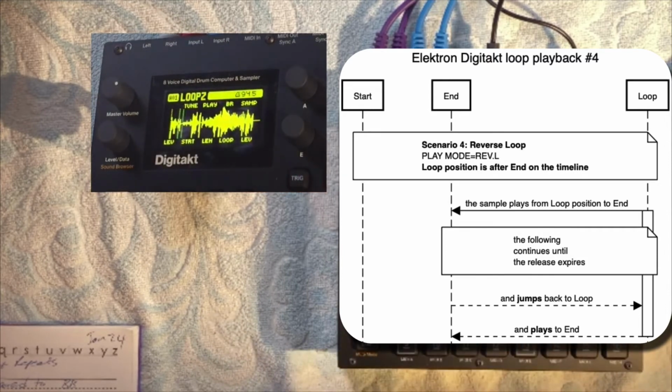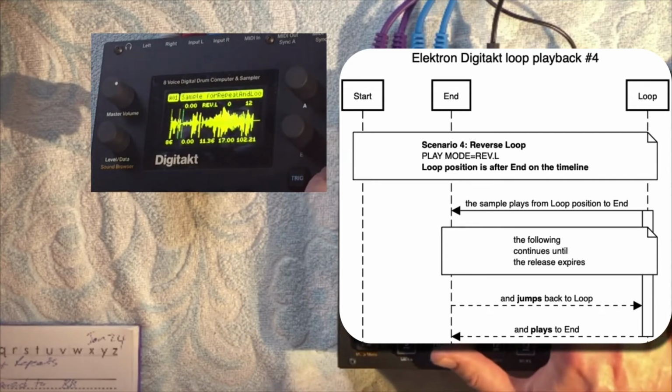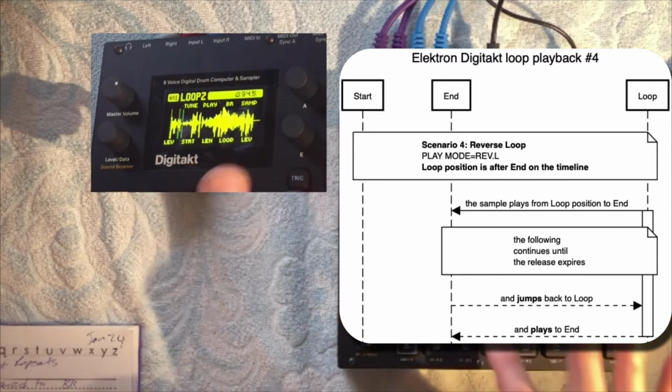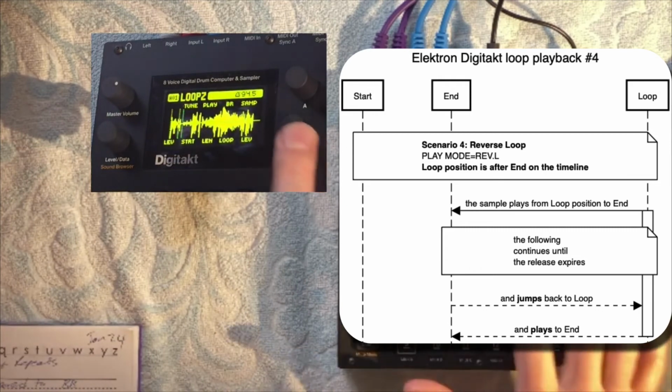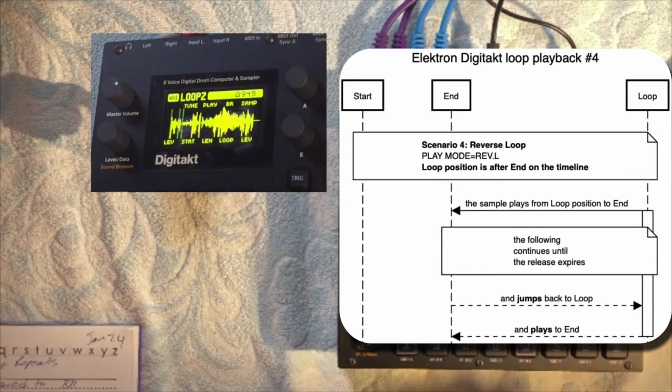All right, besides something freaky, what it's doing is the sample is playing from the loop position, the loop marker, which in this case is now at 17, and it's going to play back to the length marker and then loop continuously in there. So it never even goes to the start position.